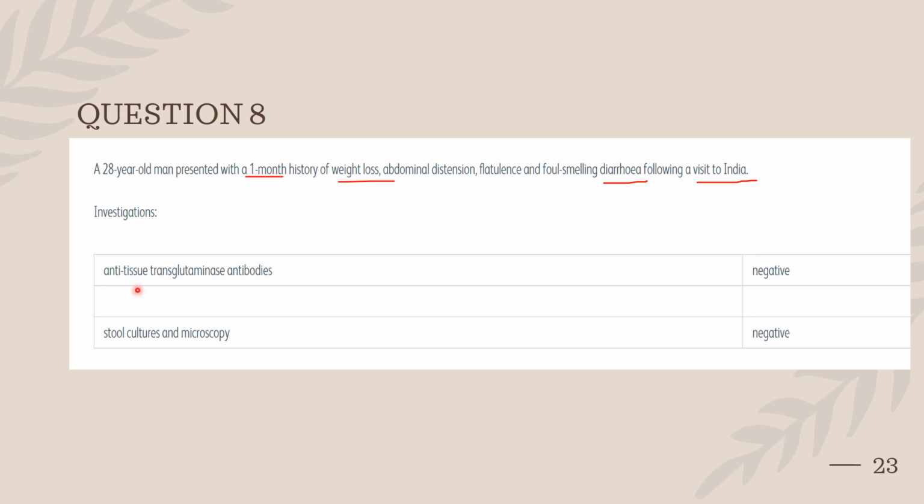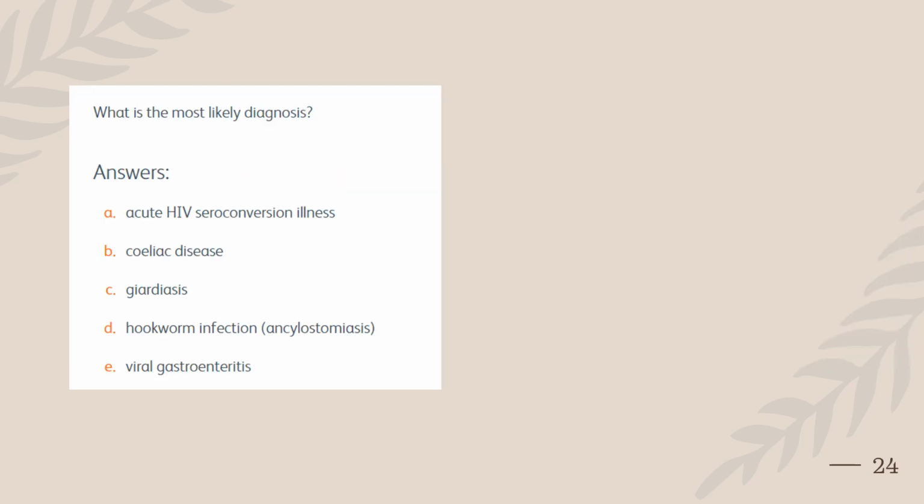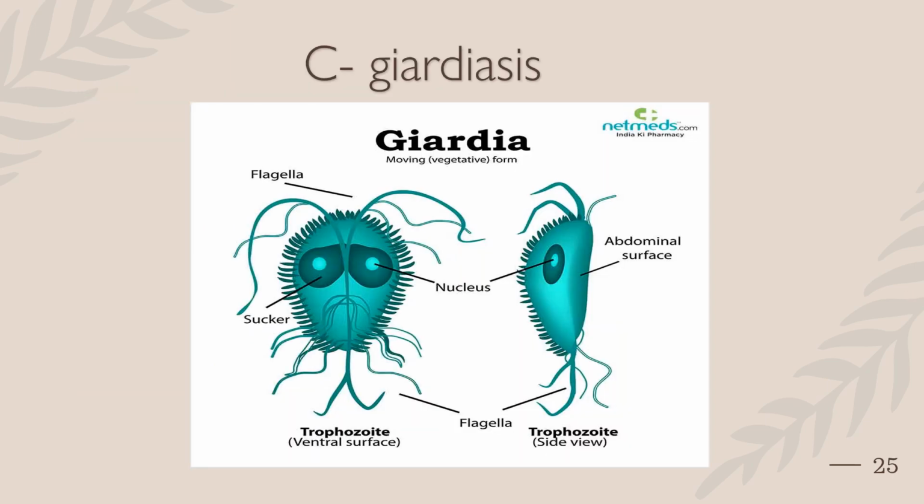Anti-TTG, which is classical of celiac, is negative. Stool culture microscopy is negative. Again, giardia can have a negative stool culture. It cannot always come with a positive stool culture. So the likely diagnosis here is giardia, which is a classical presentation of long-standing diarrhea and weight loss. Sometimes you can have trophozoites in stool, which they mention. Here they didn't mention that, and the culture is also negative, which can happen in giardia.